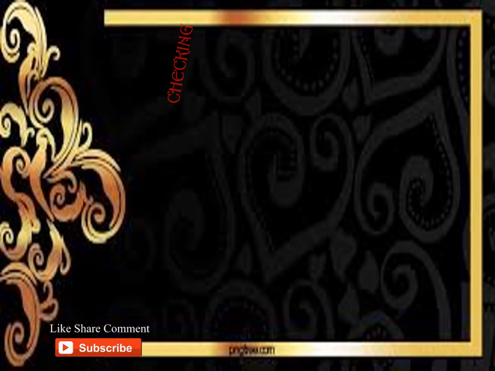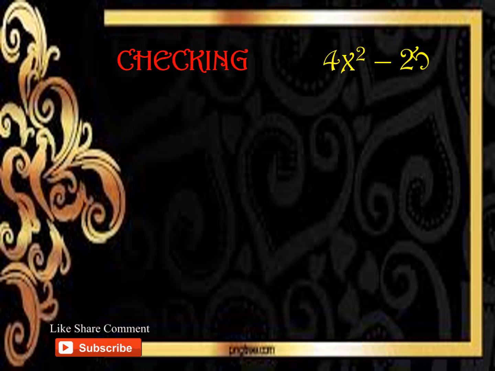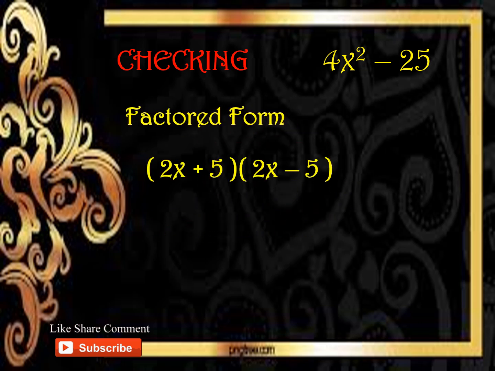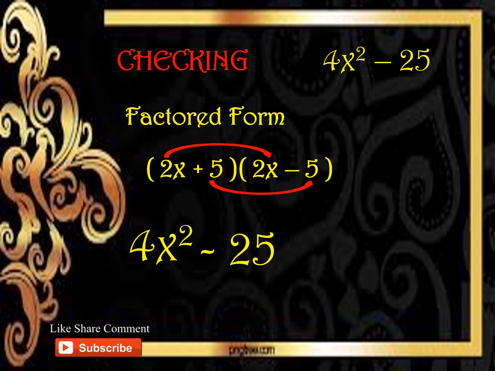So checking. 4x squared minus 25 has a factored form of quantity 2x plus 5 times quantity 2x minus 5. So multiply the first term. 2x times 2x is 4x squared. And multiply the last term. 5 times negative 5 is equal to negative 25. So our answer is correct.